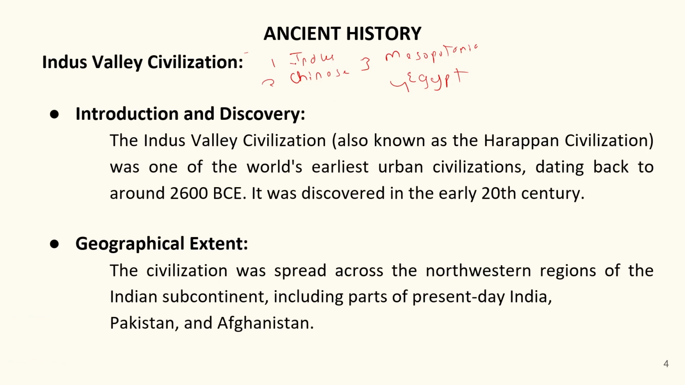So these four were the earliest civilizations which developed contemporary to each other, and Indus Valley was one of them. It existed near 2600 BCE and was discovered in 1911 to 1912, when the Britishers were exploring the area. They found it and then discovered it. Got it? Now what about geographical extent?